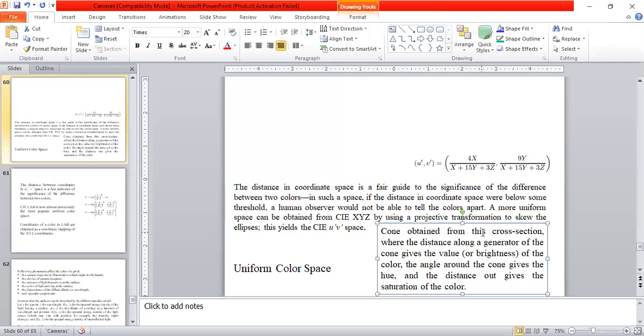So the distance between two coordinates in this space will give us the dissimilarity between two colors, right? For example, if we see here the distance in coordinate space with respect to red and green, we can find how much difference there is between the red and green color, right?